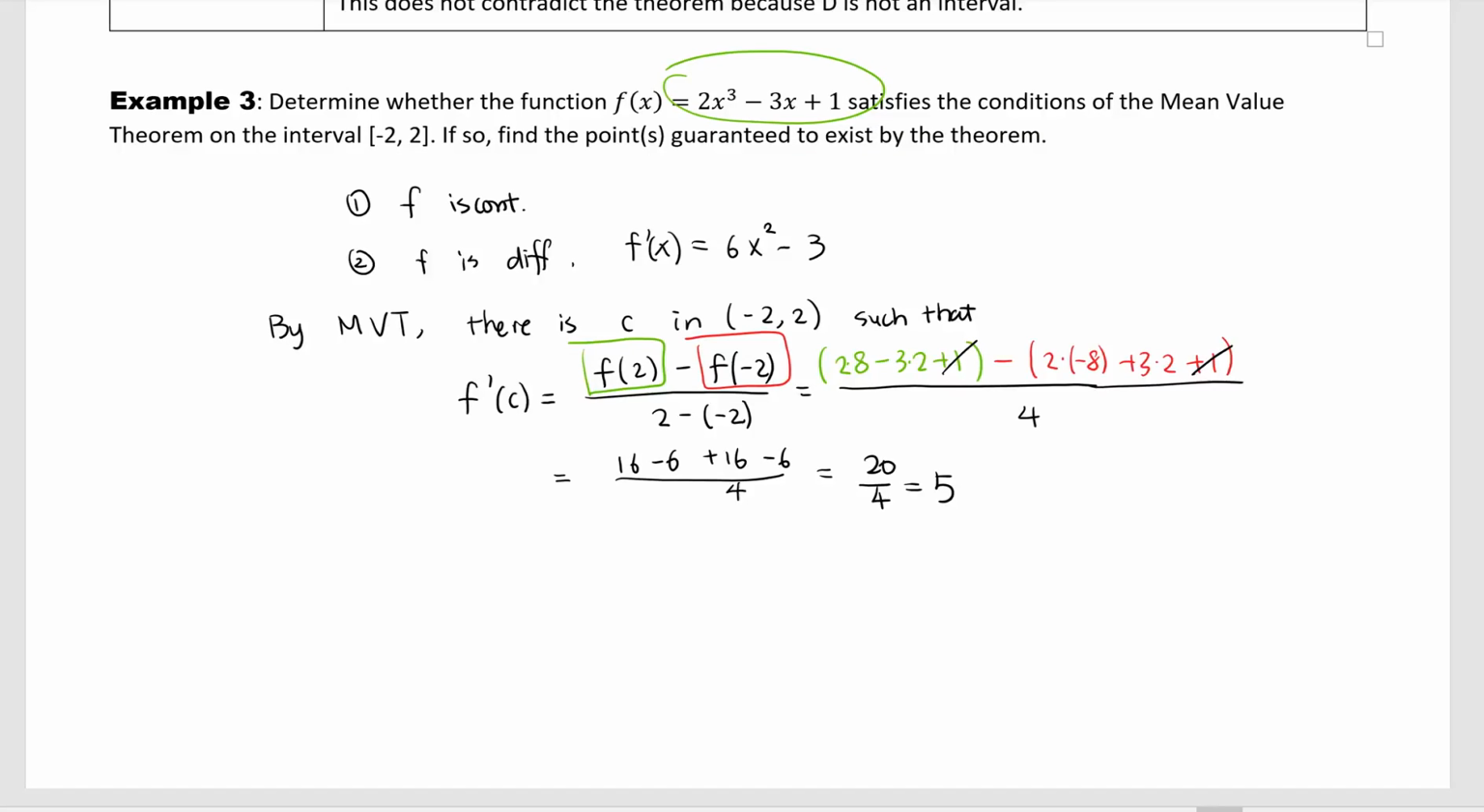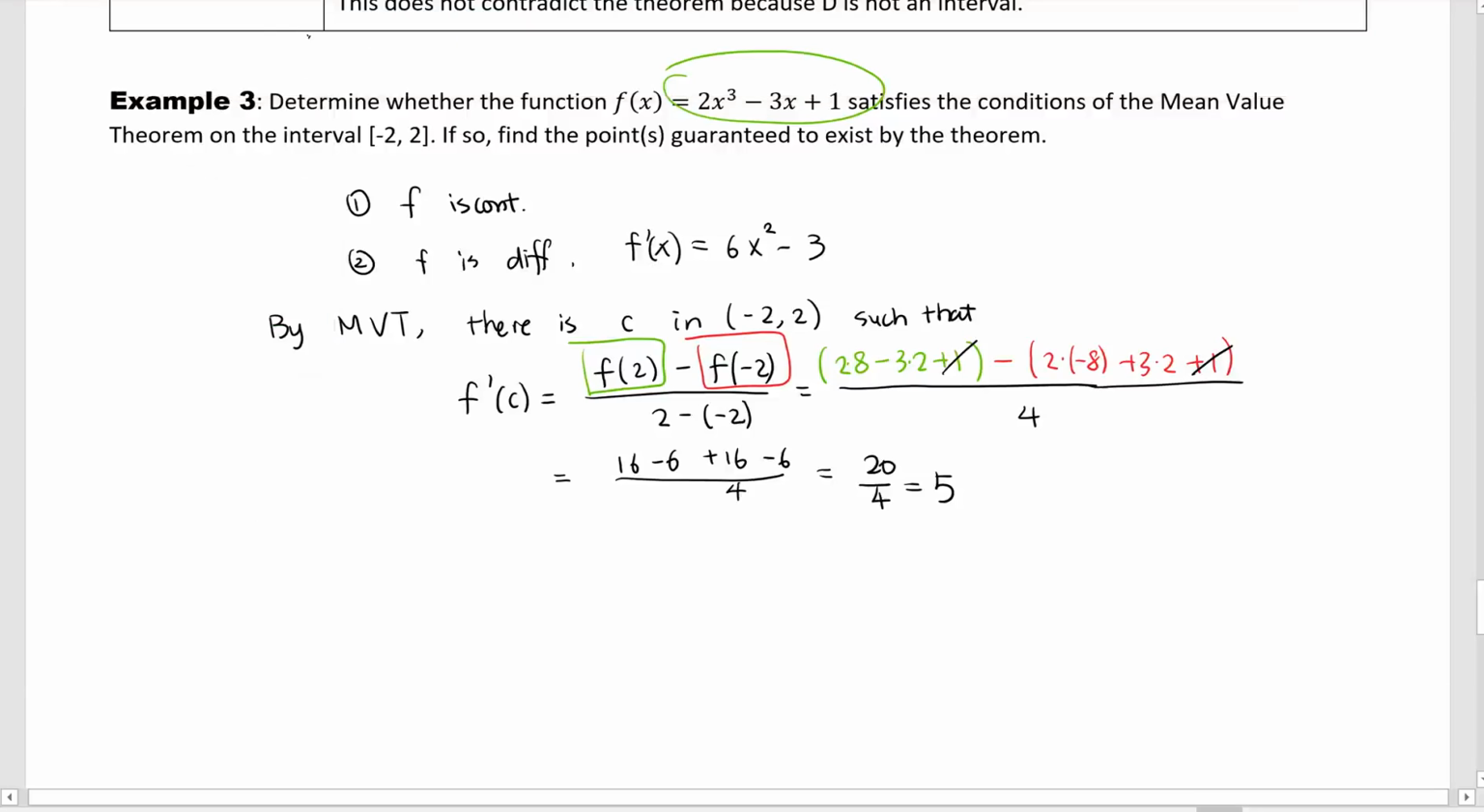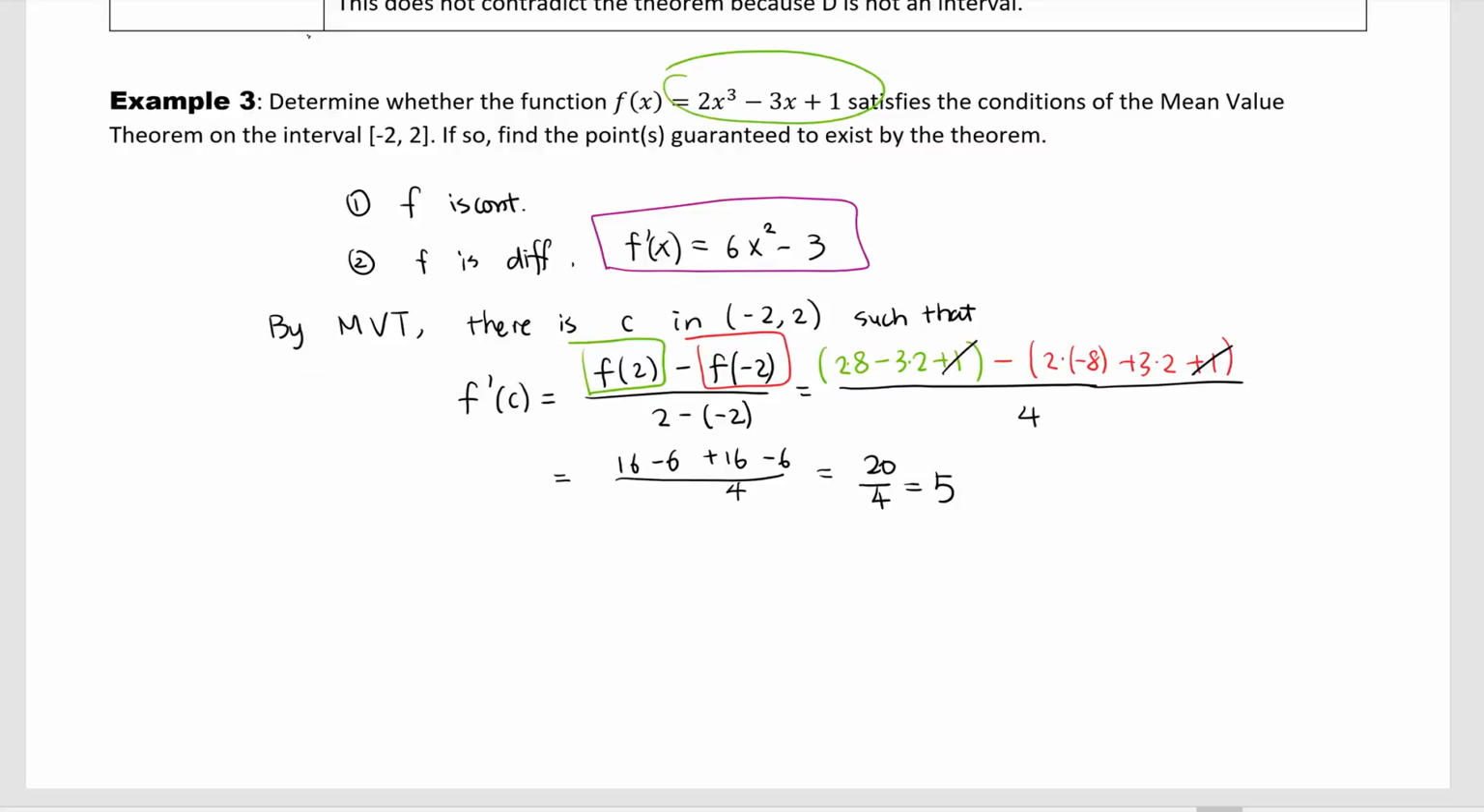But what's f prime of c? Well, we plug c into our derivative. So f prime of c equals 6, we plug in x equals c. So 6c squared minus 3 equals 5. So 6c squared equals, we add 3 on both sides, we get 8. C squared is 8 over 6. That is 4 thirds, right? So c is plus or minus square root of 4/3. That is square root of 4 is 2, and then over square root of 3.